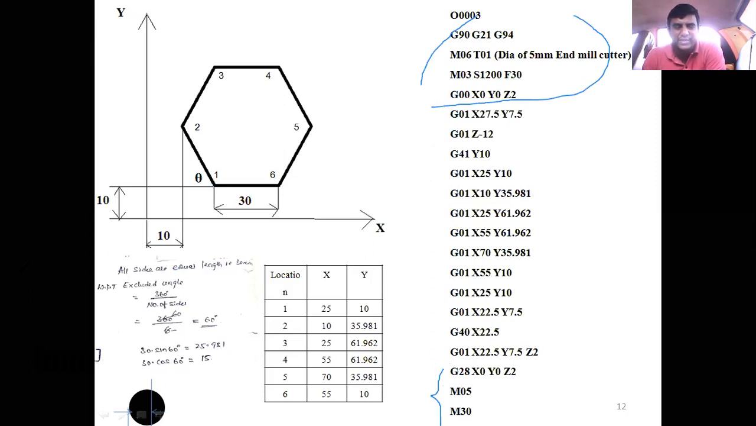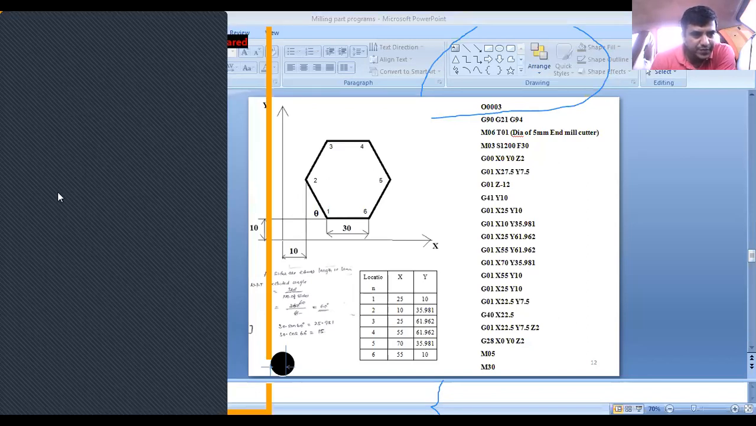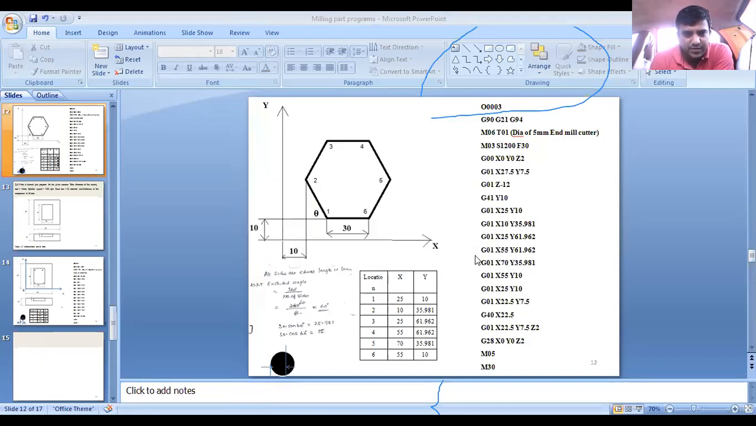Yes, any doubt regarding this? Okay, I will show one more here. So how do you execute this in the software also? The same program you have written.